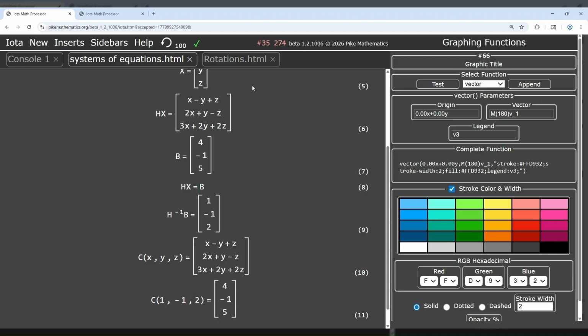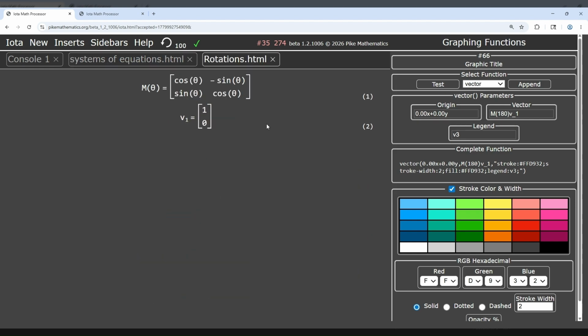I have one more example I want to show you, and that's using matrices to do rotations. I've already started this problem as well. This matrix right here is a classic matrix for rotating a vector by theta degrees in a counterclockwise fashion. Again, I've used this matrix function that we've created here, as a function of theta. And we're going to rotate this vector, which is essentially the x unit vector.